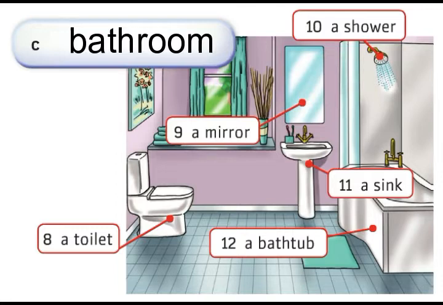Both pronunciations are okay, toilet or toilet. And we have a mirror. We usually have a mirror where we can brush our teeth, comb the hair, shave our beard or mustache. Number 10, a shower. Most people, I think that all people, have a shower in their houses. We usually have it to take a bath.